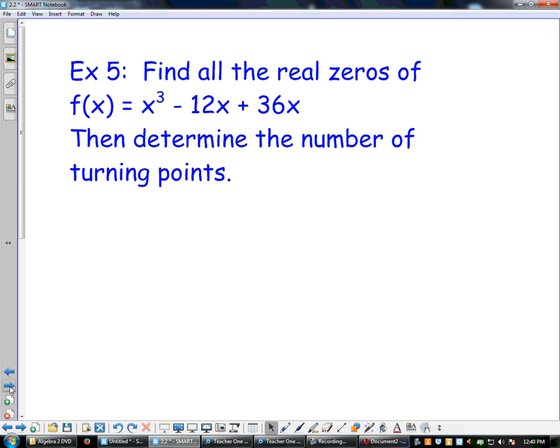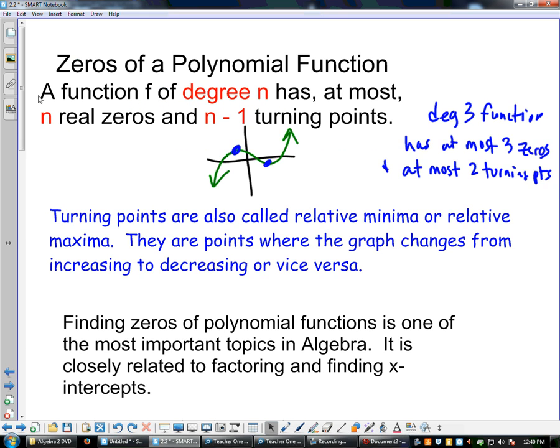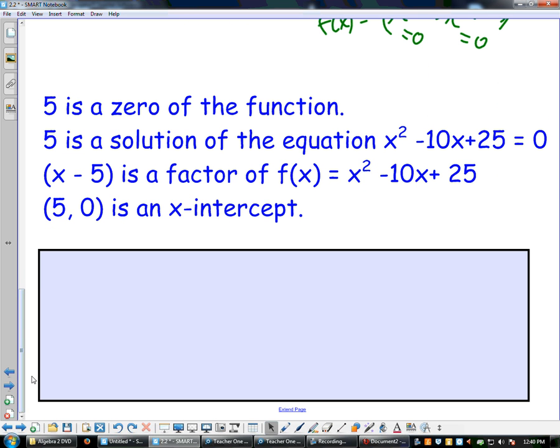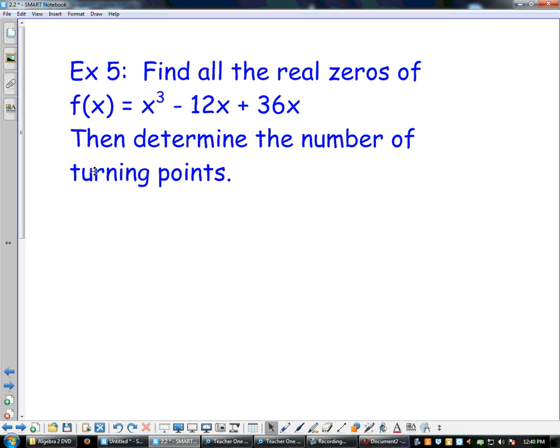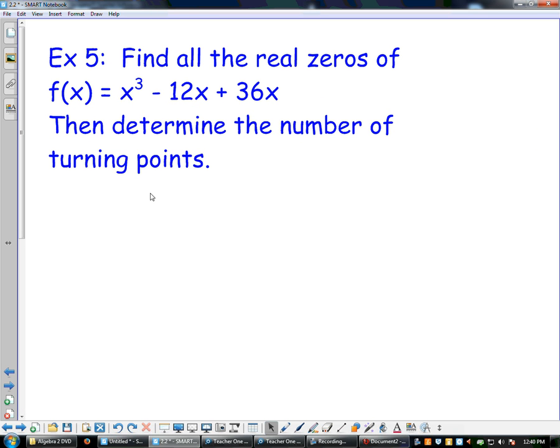Okay. So let's take a look at an example. Find all the real zeros of f of x equaling x cubed minus 12x plus 36x, then determine the number of turning points. So if we have x cubed minus 12x plus 36x, can we factor this? What goes in all three of these? x. So I can factor out an x, and I'll have x squared minus 12x.